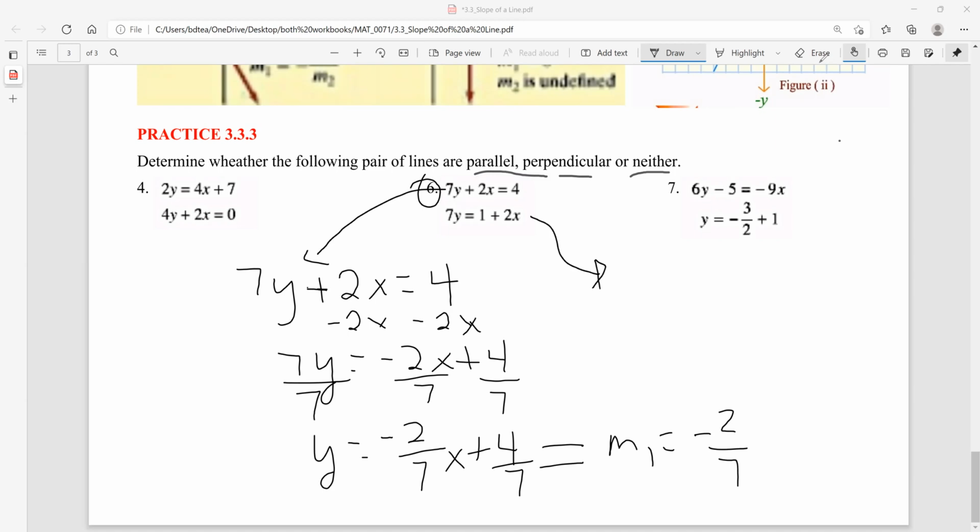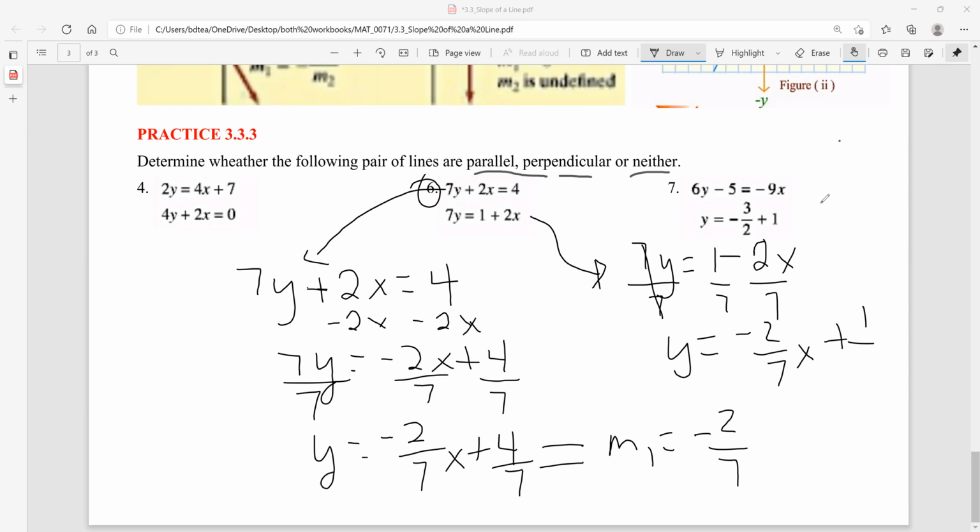Look at the slope of line 2. We have 7y equals 1 plus 2x. Again, solving for y, we're dividing everything by 7. And we can use the commutative property and change these around, right? Hope you're comfortable with that. So y equals negative 2 over 7x plus 1/7.